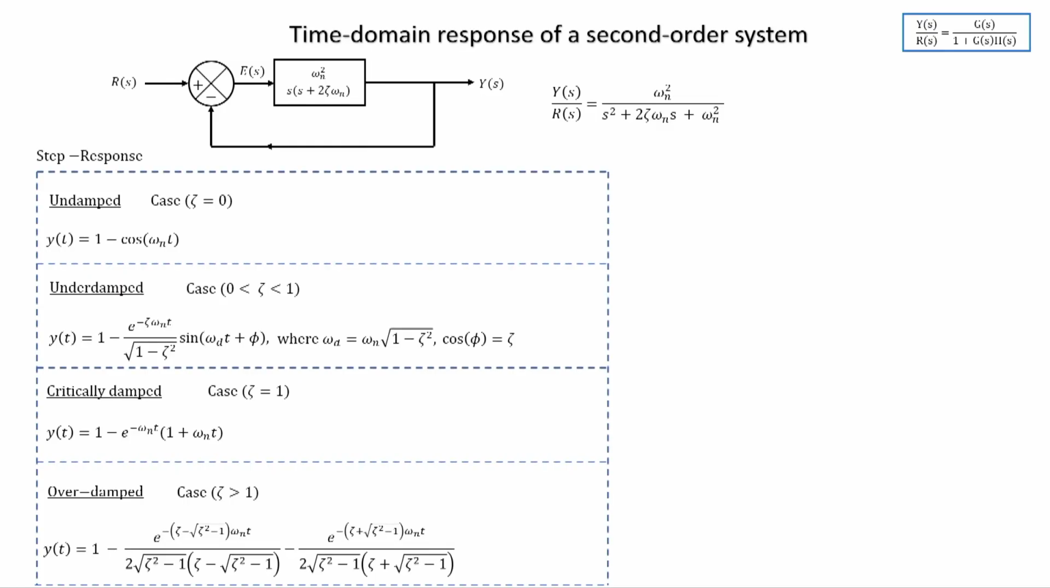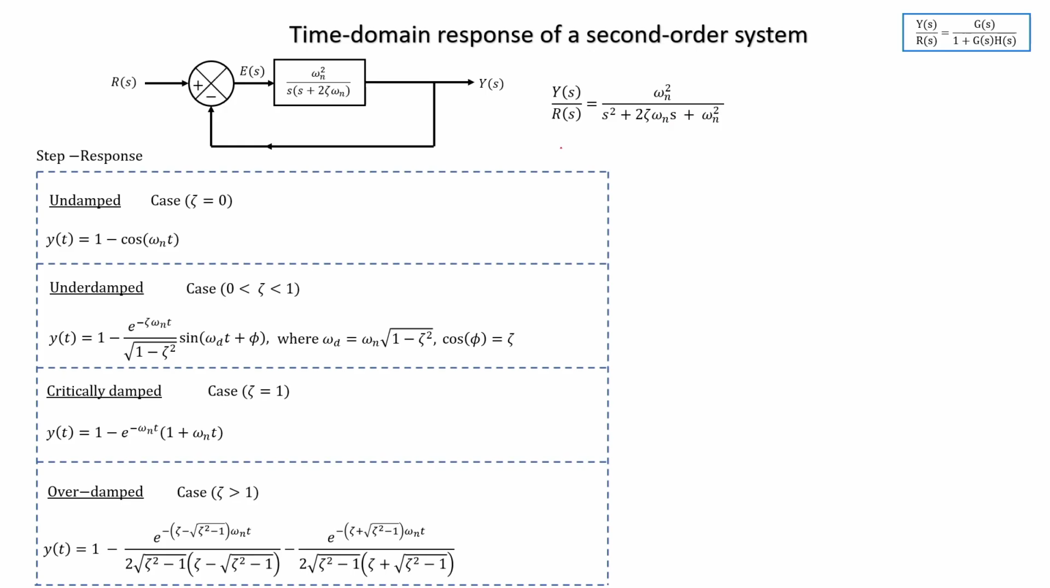So, this is what the step response looks like. For zeta equal to 0, we had an undamped response. For zeta from 0 to 1, we had an underdamped response. For zeta equal to 1, we had a critically damped response, and for zeta greater than 1, we had an overdamped response. Today, we will try to relate these responses with the poles of this second order system.